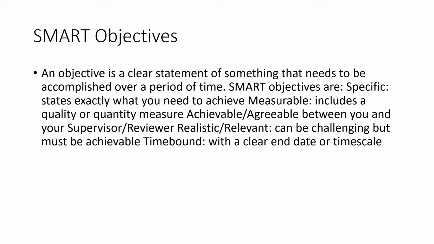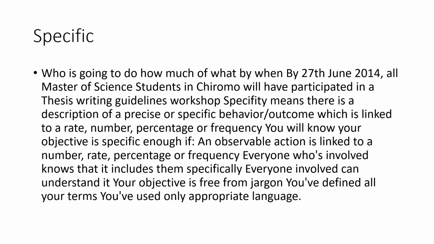So it should be specific, stating exactly what you need to achieve; measurable, including a quality or quantity measure; achievable and realistic, it can be challenging but must be achievable; and time-bound, with a clear end date or time scale. Specific, so you have to know who is going to do how much of what by when, for example by June 27.